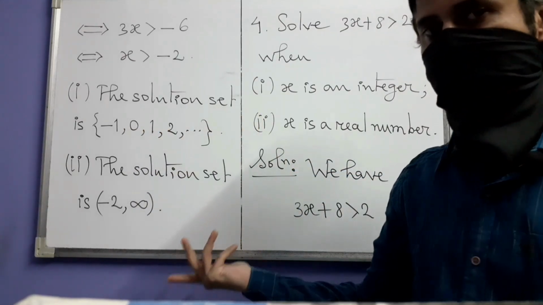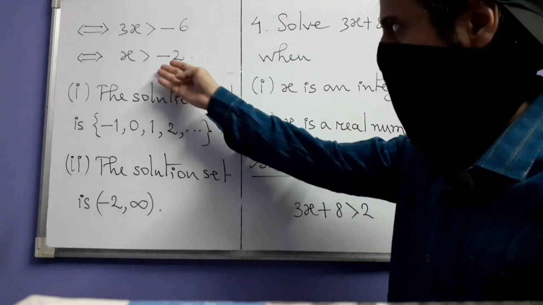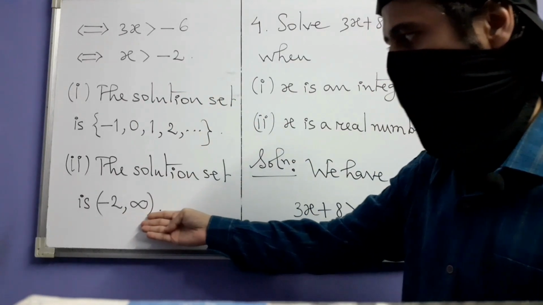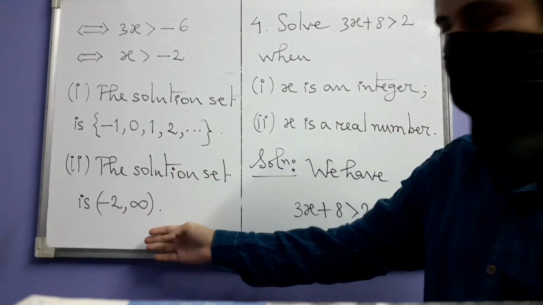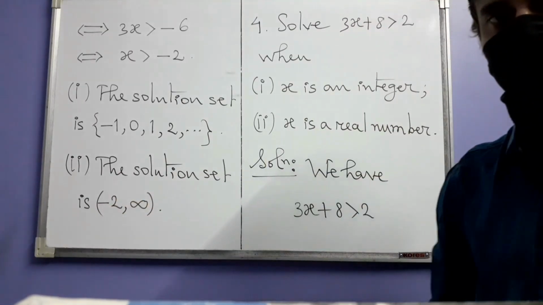But if there is no restriction on x, or x is simply a real number, then the solution set is just the set of all real numbers greater than minus 2, which is this unbounded open interval (minus 2, infinity).